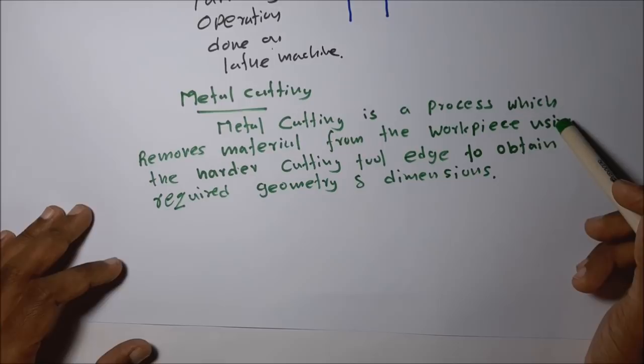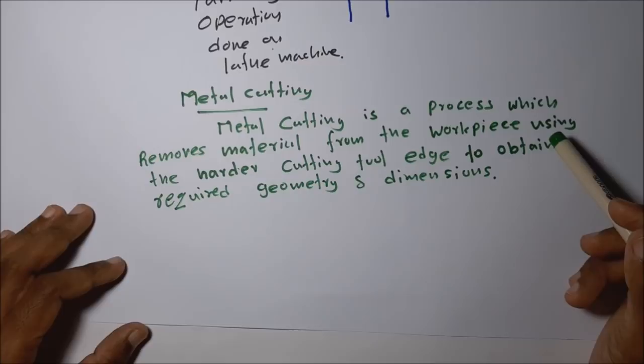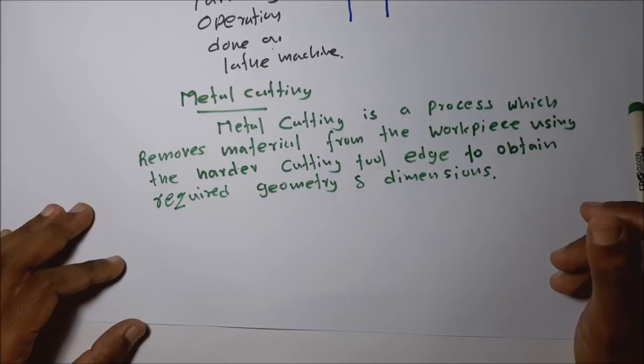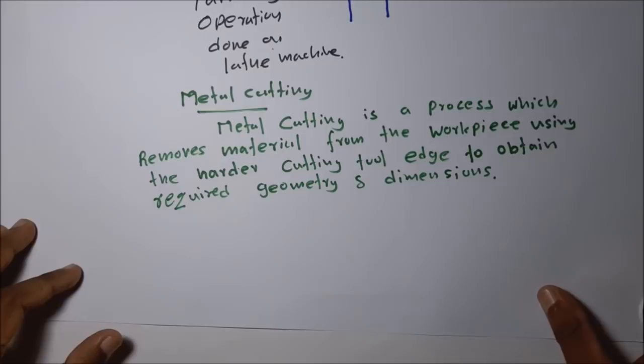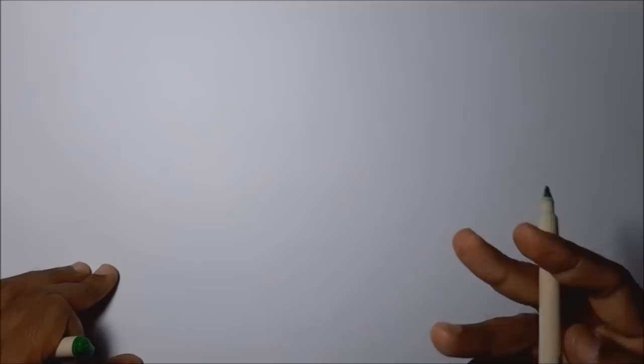It is also called machine operations. Okay, if the metal cutting operations are done using the machine tools, it is also called metal machining. Then in metal cutting operations, there are two major objectives. Two major things we are expecting from the metal cutting operations as the output.